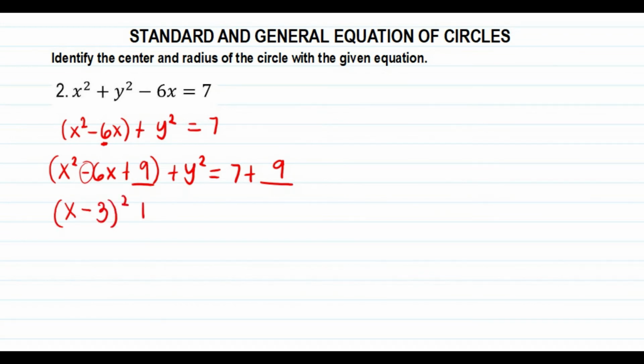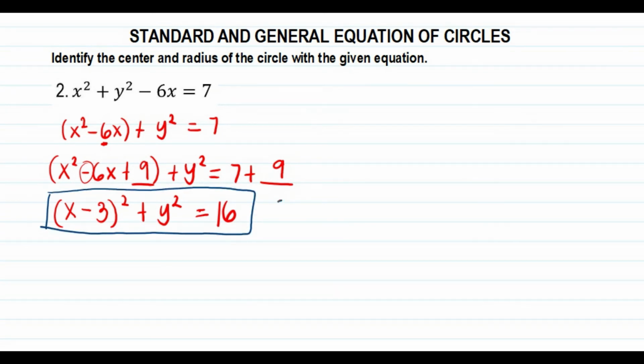Then copy y squared kasi automatically that will be the k is 0. And 7 plus 9 is 16. And that's it. That's the final. That's the equation. That's the standard equation of the circle. However, anong pinapahanap sa atin? You need to identify the center and the radius.